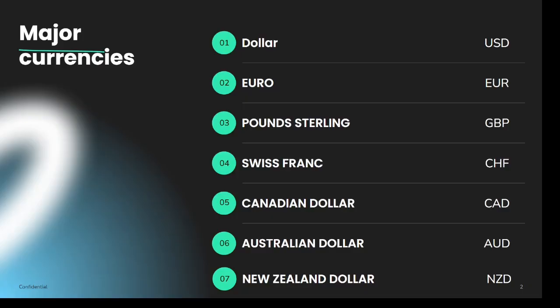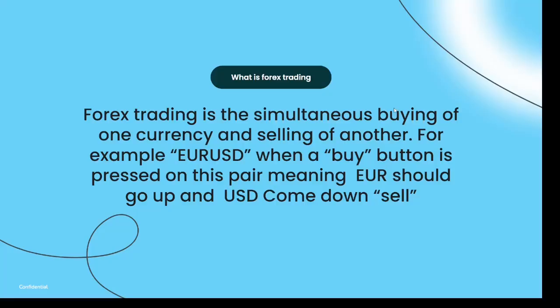And the third currency is the pound sterling, which is for Great Britain or the United Kingdom. And then the fourth one is the Swiss franc for Switzerland. And then the fifth one is the Canadian dollar, which is for Canada. And then the sixth one is the Australian dollar, which is for Australia. And then the seventh one is the New Zealand dollar, for New Zealand.